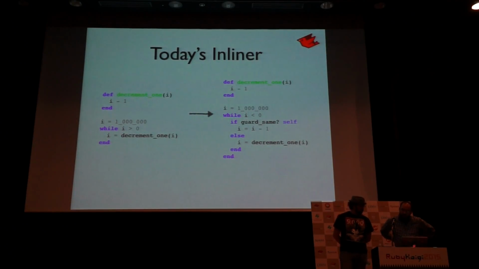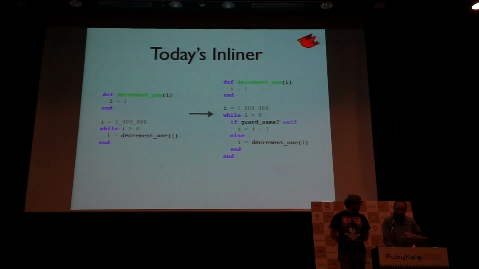So here's an example. I'm not showing IR on the right, but for the program on the left, the right would be the inlined version. So we'll pretend that this is IR, but it's a lot easier to read in Ruby. So on the left, we're just counting down from 1,000,000. Every iteration, we call a method called decrement1. So this is a prime candidate to be inlined.